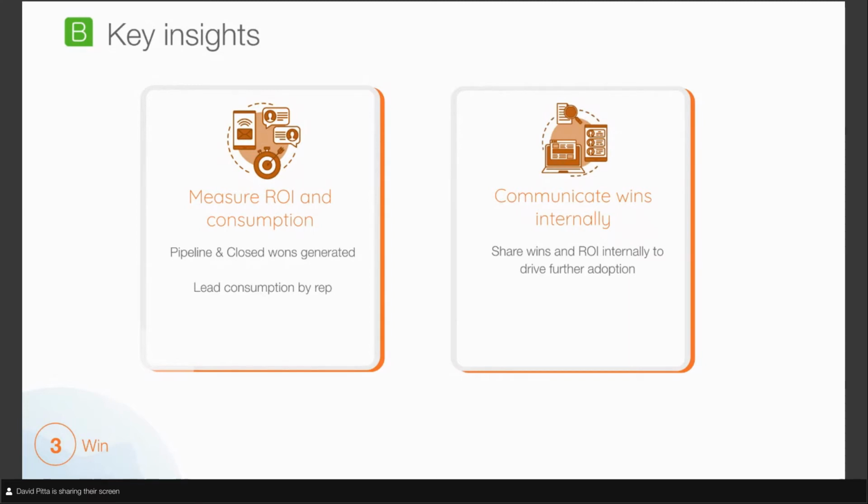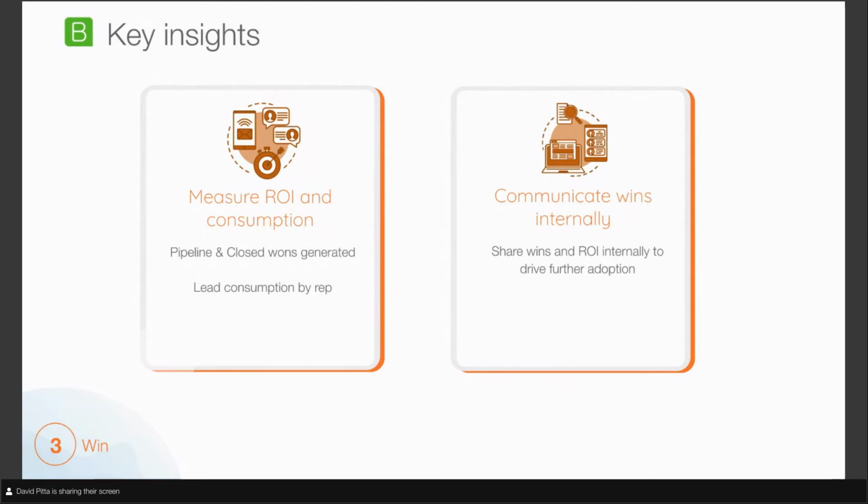So lead consumption by rep is something that we also monitor just to make sure that we're getting equal data sets across the different teams and regions. And then communicate wins internally was another thing. So share the wins and the ROI internally to drive further adoption.